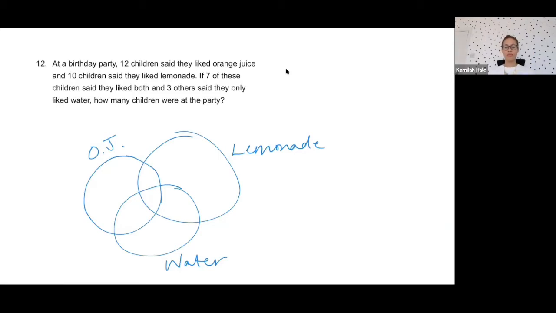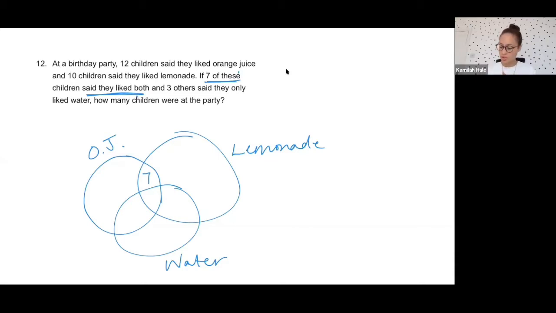Okay, let's talk about it. The first thing I'm going to put in actually is 7 of these children said they liked both. The reason I'm doing that is because I don't want to write the wrong number in here and then realize that it needs to be split between the different sections. So 7 of these children said they liked both, and by both they mean orange juice and lemonade, because those were mentioned in the previous sentence. So 7 goes here in the intersection between orange juice and lemonade.